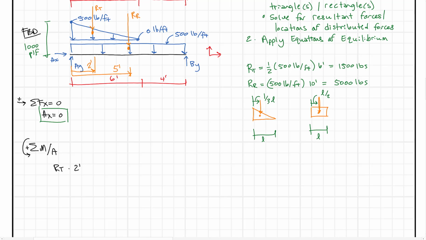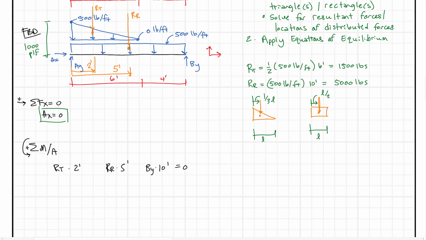That's the moment arm, the distance between the line of action of RT and point A: vertical force, horizontal moment arm. Okay, and then what we have here is the rectangular resultant as well. So rectangular resultant times 5 feet, and then we have BY times 10 feet. All this needs to equal 0.